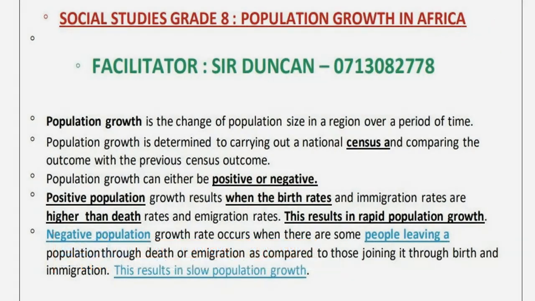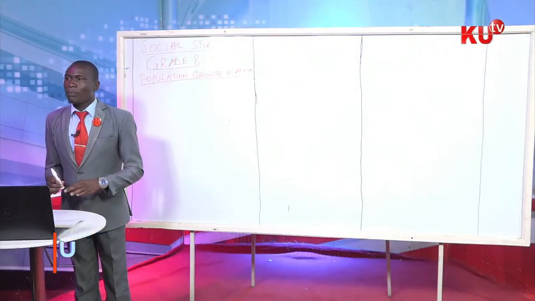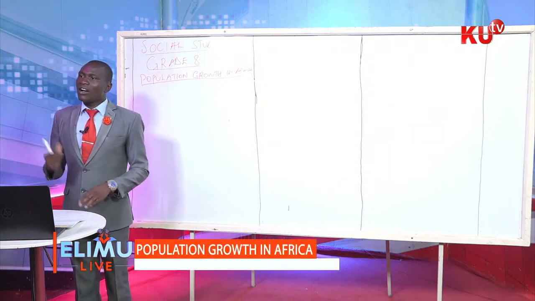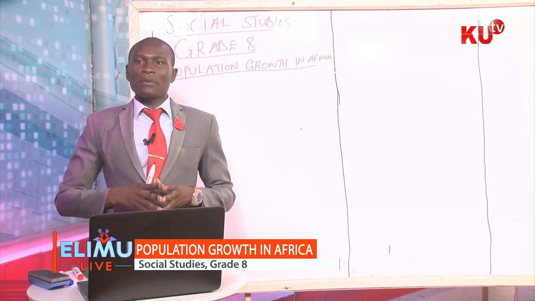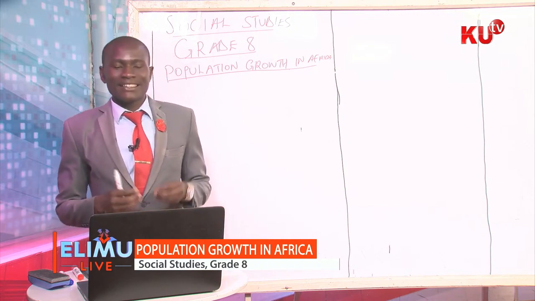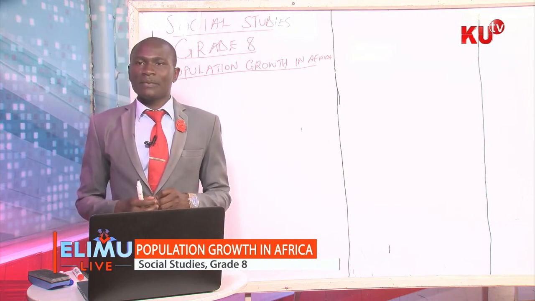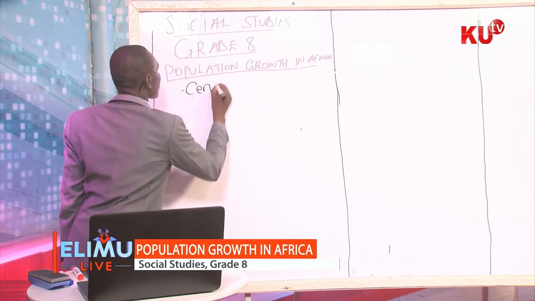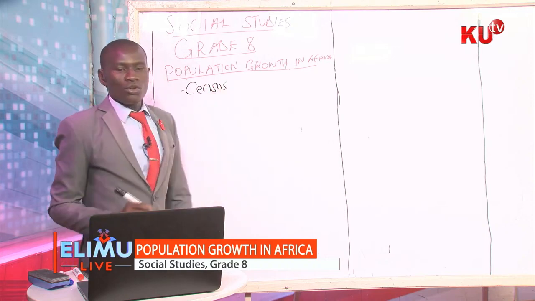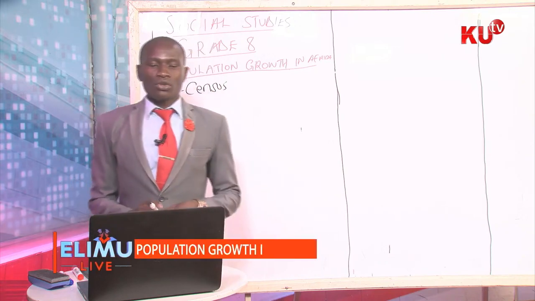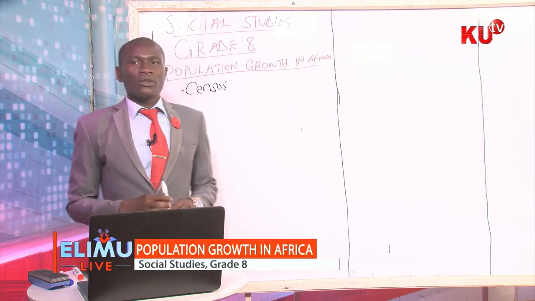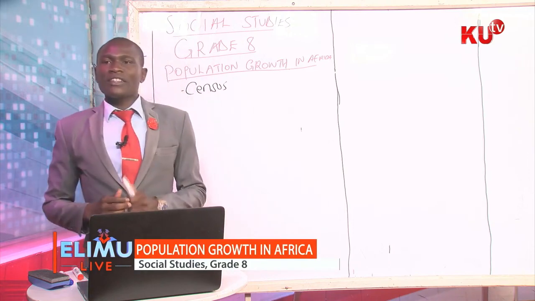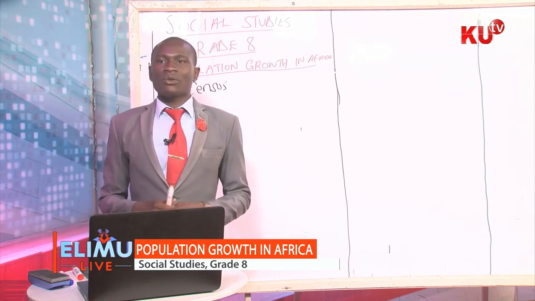So, the change of population size in that region over a period of time is what we call population growth. And how will you be able to know that the population of a place has increased or decreased? You will know that through what we call census. Now, students, what is census? Use the number that is on your screen to give us your answer.